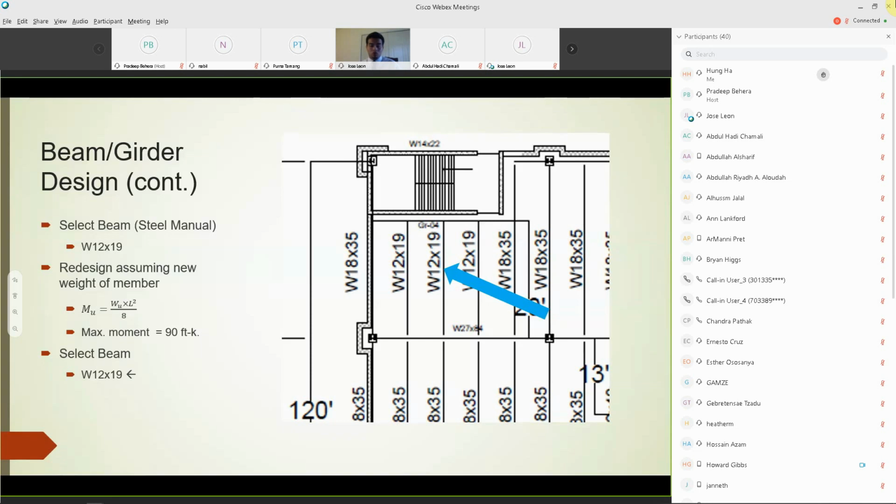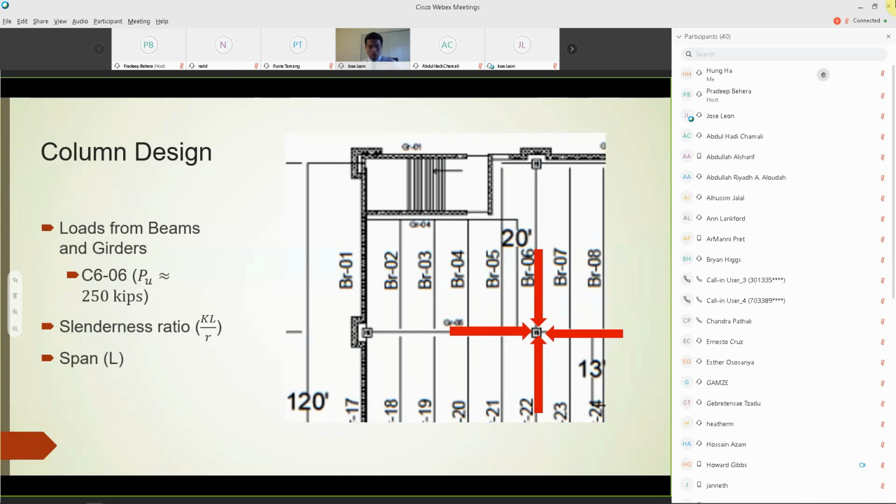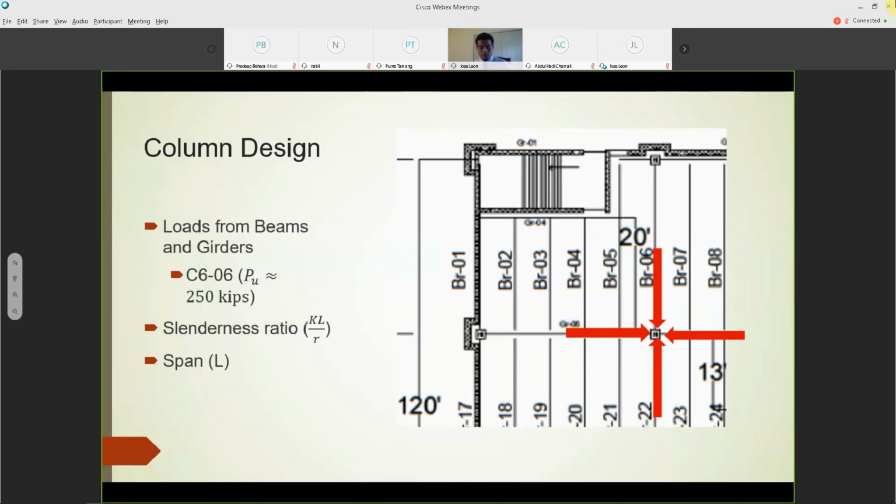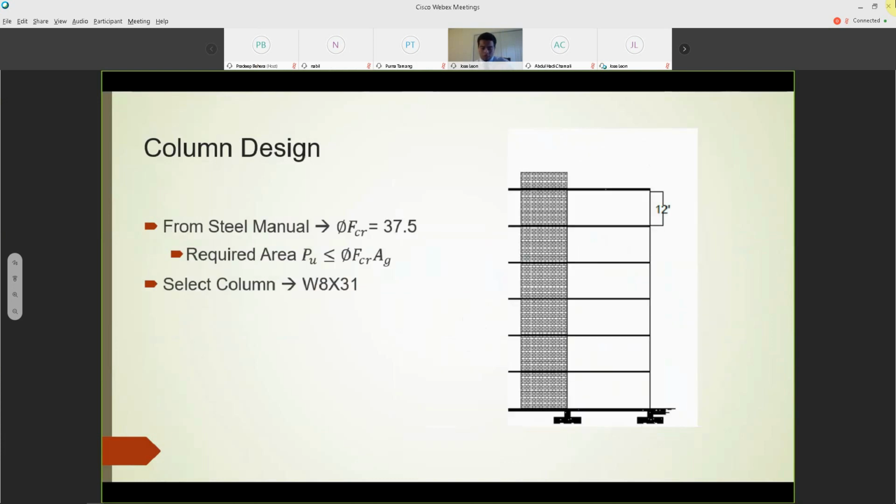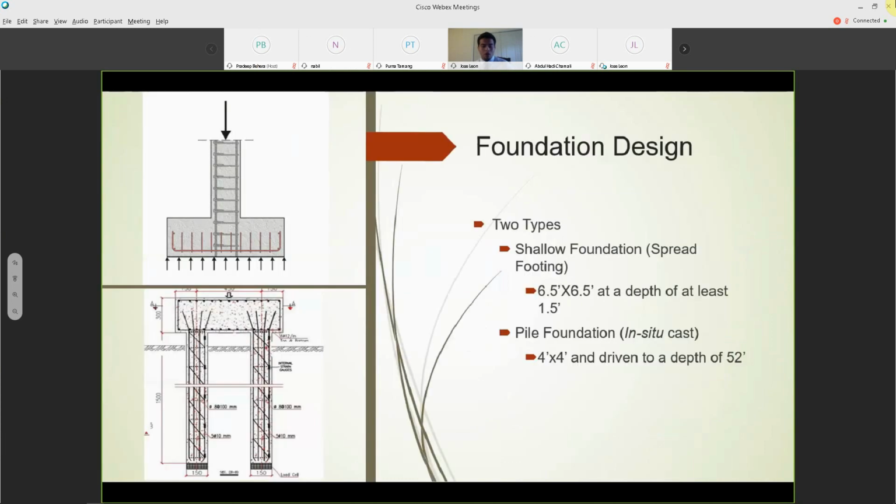We would go through this process through every single member here, and then finally get to our columns. We would go through a similar process for our column design. The only difference is that the compression members will depend on a slenderness ratio, and in combination with the combined load, with the applied load, we would determine the area required for these columns and then select our columns using the AISC Steel Construction Manual.